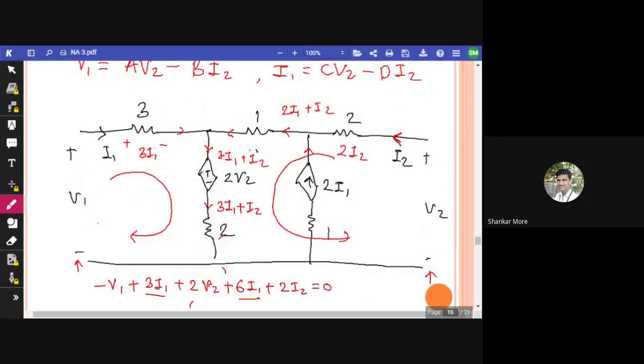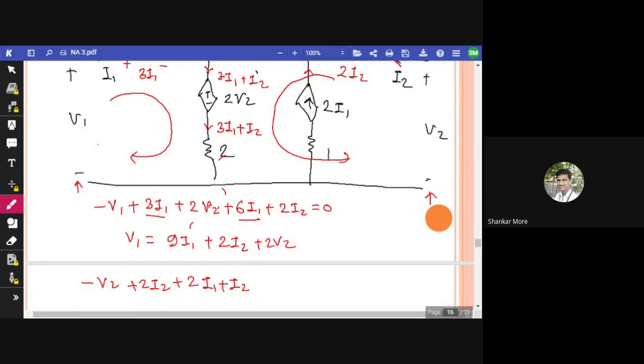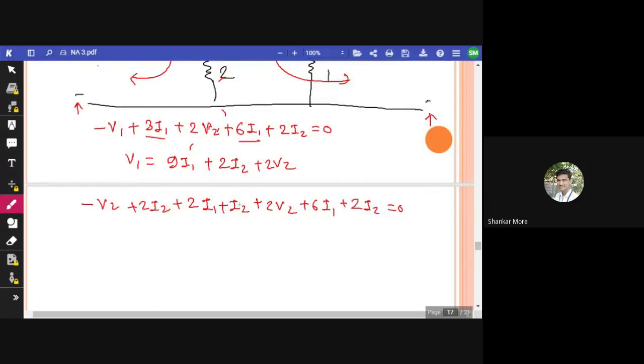Now this is done. We'll come here. We have to add 2V2 here. So it is again 2V2 plus this one. That is 2 into 3 is 6I1 plus 2I2 is equal to 0. Now we'll simplify it. V2 would be equal to, this is I1, this is I1 term. So it would be 8I1.